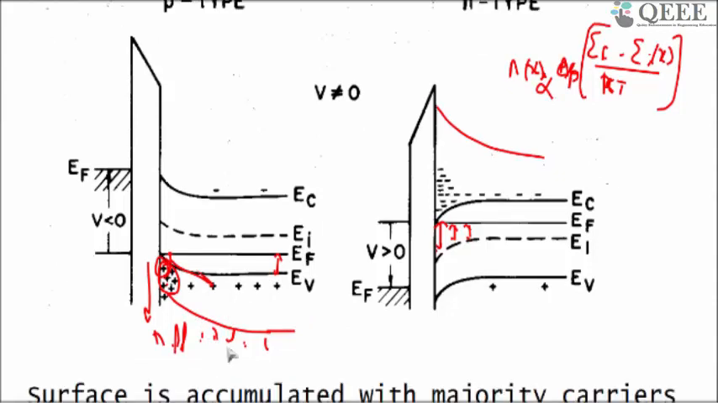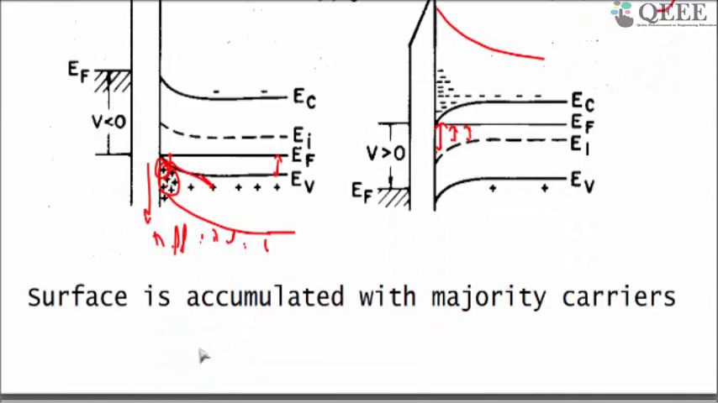So this is about accumulation. The surface is accumulated. In the accumulation condition, the surface is accumulated with majority carriers. This is in accumulation, and this is a p-type material.